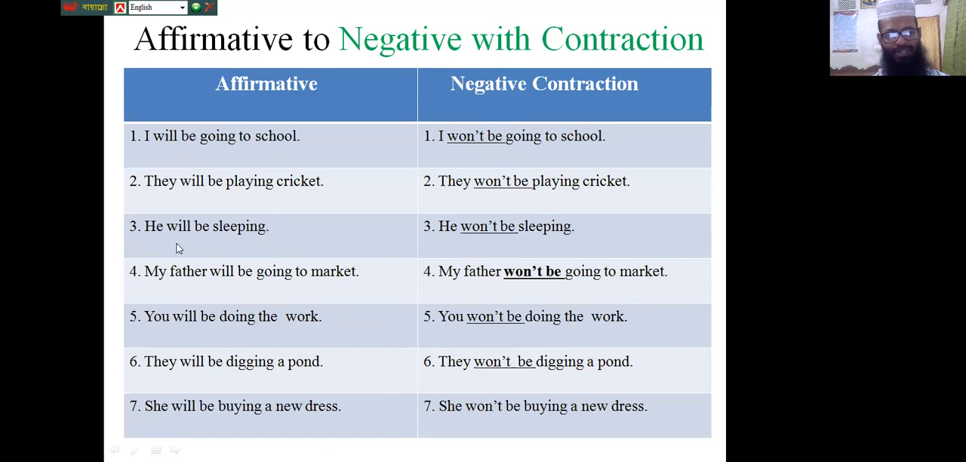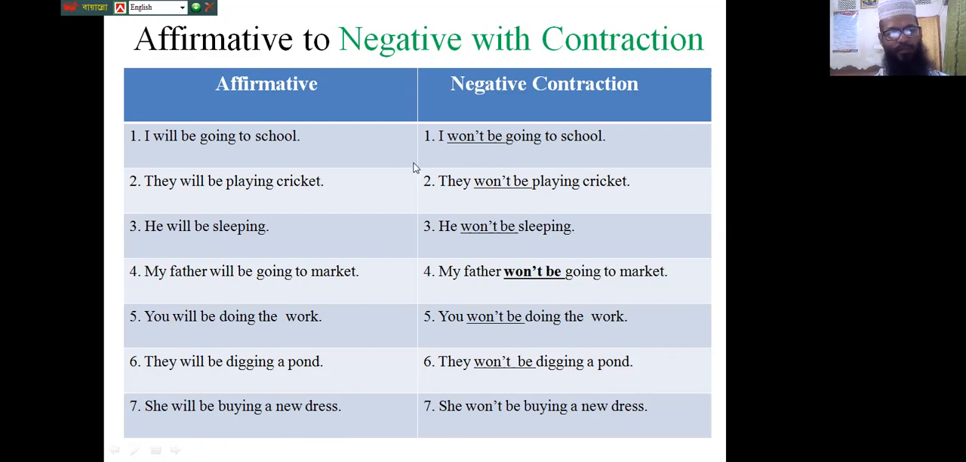Question number 3. He will be sleeping. He won't be sleeping. Question number 4, my father will be going to market. My father won't be going to market. You will be doing the work. You won't be doing the work. They will be digging a pond. They won't be digging a pond. She will be buying a new dress. She won't be buying a new dress. Understand?